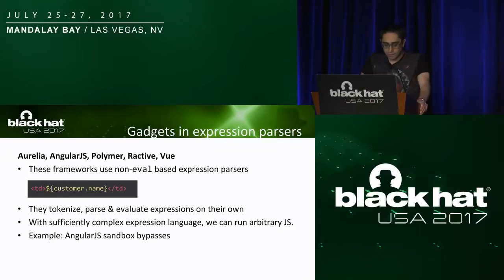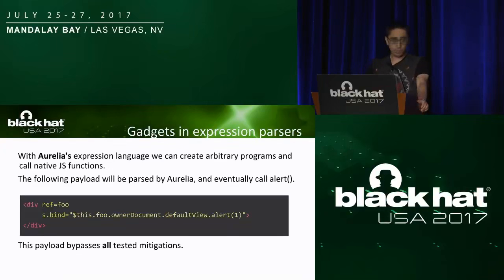It turned out that with sufficiently complex expression languages in those frameworks, we can actually run arbitrary JavaScript bypassing CSP. As an example, there has been prior research bypassing the AngularJS sandbox mechanism by, for example, Mario Heiderich and then other researchers. And this is an example of actually gadgety behavior in AngularJS. But we kind of generalized that concept or built on this. So this is how you exploit Aurelia into executing alert, essentially.